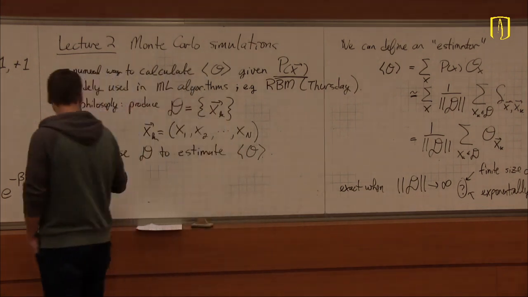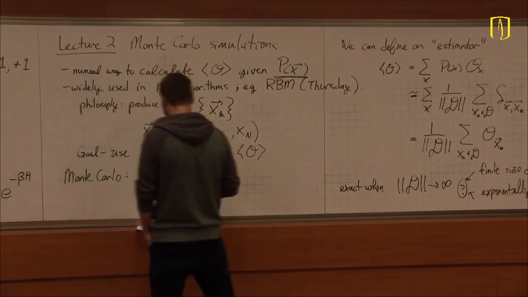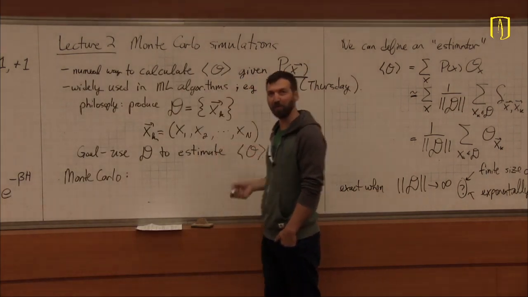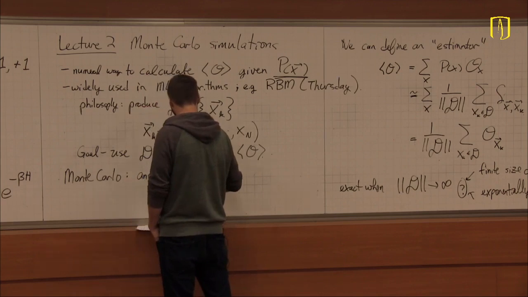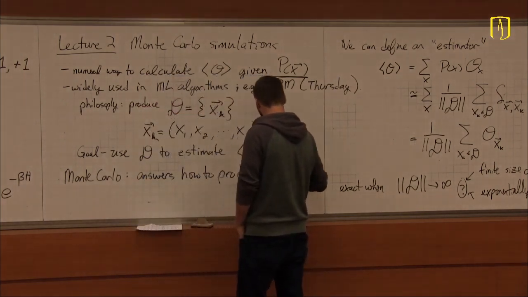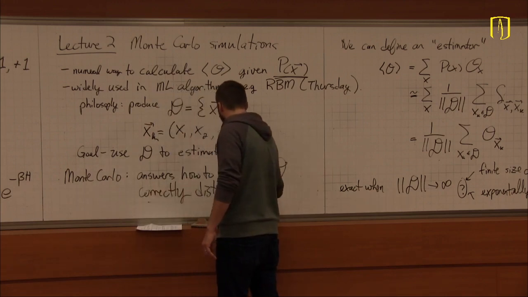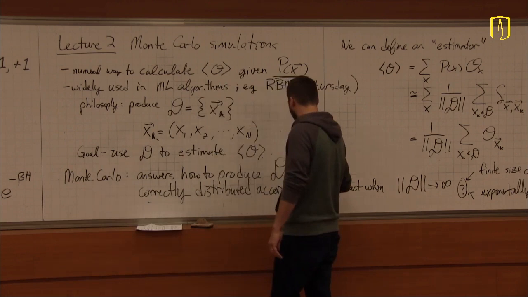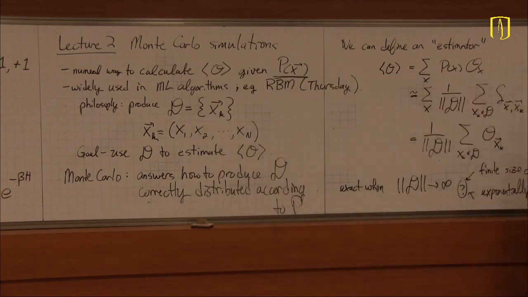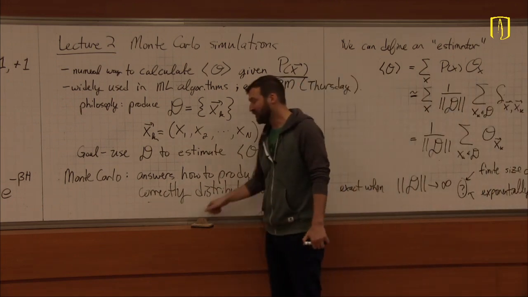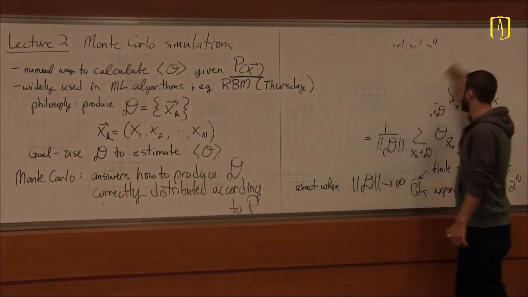So Markov chain Monte Carlo answers the question of how do you produce a data set that's distributed correctly according to that probability distribution Q. And the most important, I think, lesson of Monte Carlo simulation is that you do not produce a data set simply by random sampling.